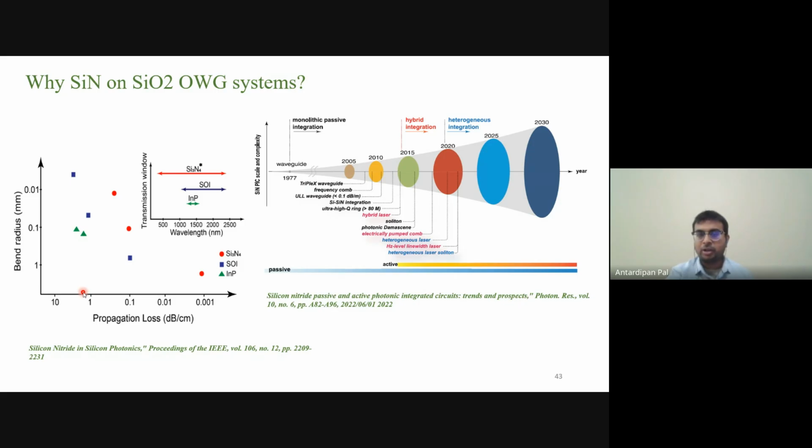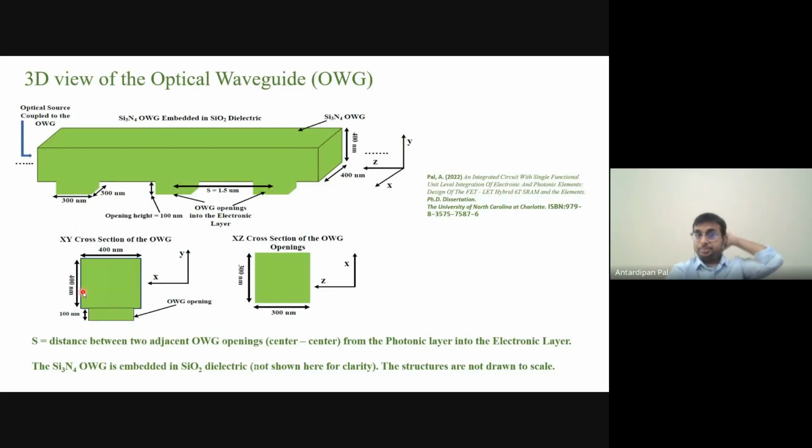That's why you use silicon nitride. Now, this is the cartoon again showing the waveguide structure, which we have designed and optically simulated using a very sophisticated CAD tool. So this is the optical waveguide structure. These are the optical openings actually.